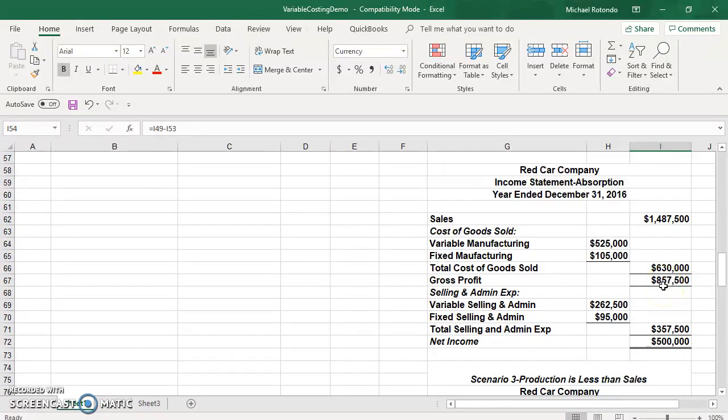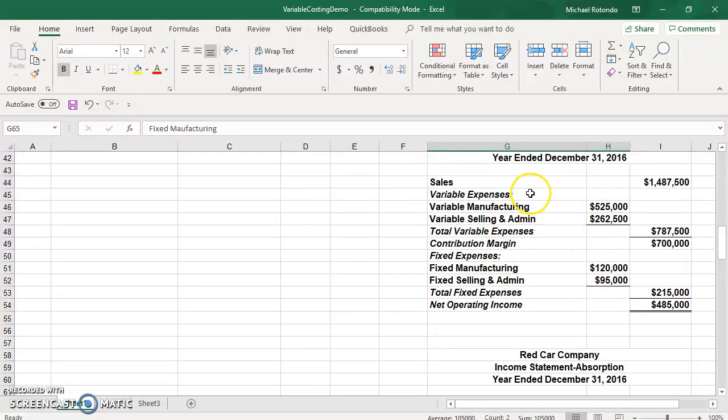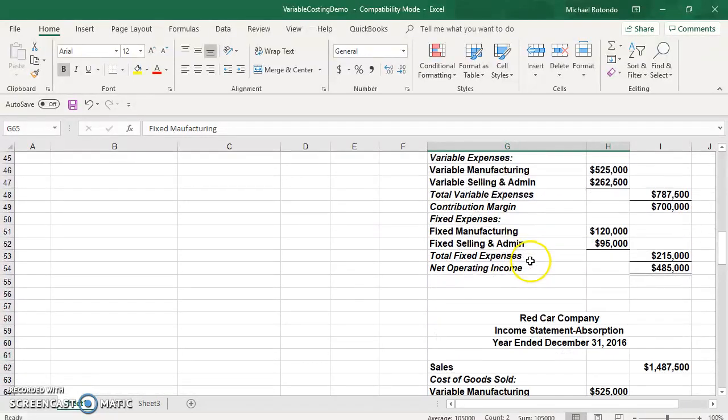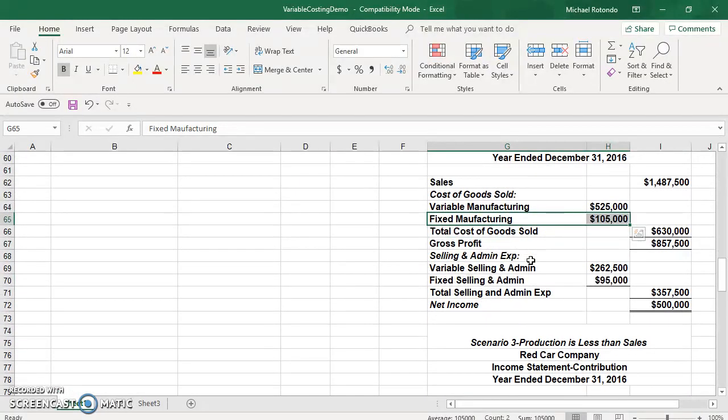Okay. Why? Because we didn't expense all of the fixed manufacturing like we did up here in the contribution margin income statement. So when production exceeds sales, our absorption costing income statement is almost always going to have a higher net income. We're going to see when production is less than sales, the opposite will be true.